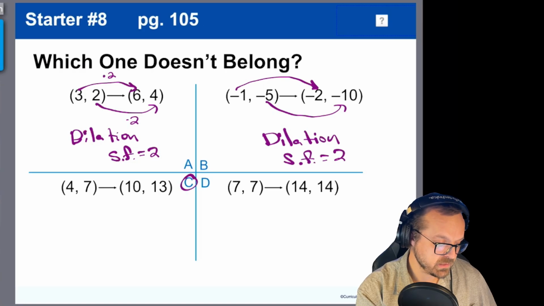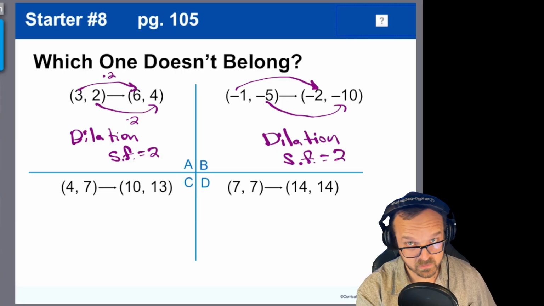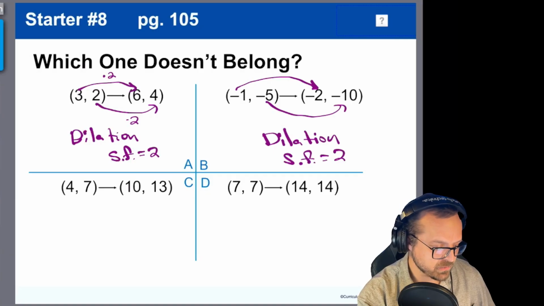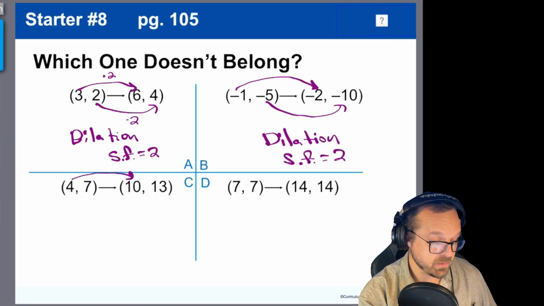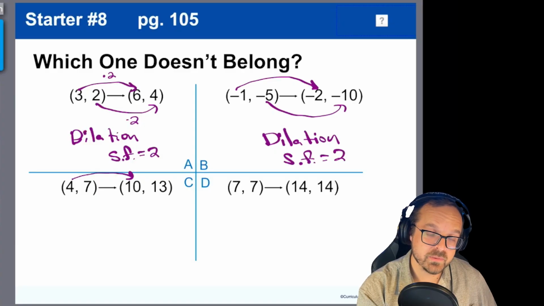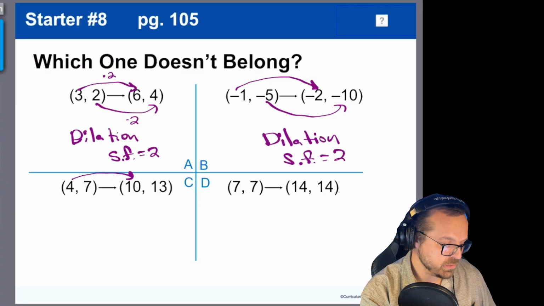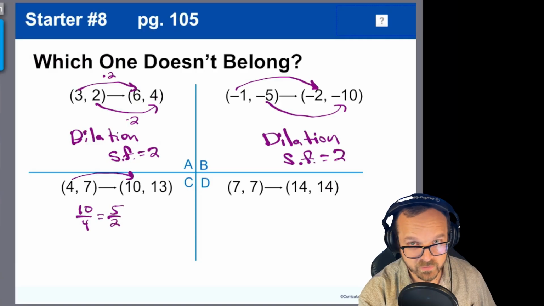(4, 7) to (10, 13), this is C here. I'm not saying C is the answer. Let me get rid of that, because you might think that, right? Going from (4, 7) to (10, 13), I'm not seeing a multiplication. We can try to see, right? Here's one way you can try to see if there is a scale factor. How do we go from 4 to 10 by multiplying? Well, take the new and divide it by the original, yeah? So the new would be the 10. We're going to divide by 4, and that would reduce to 5/2, or 2.5.